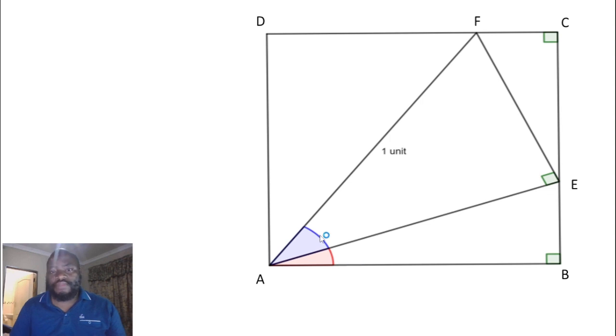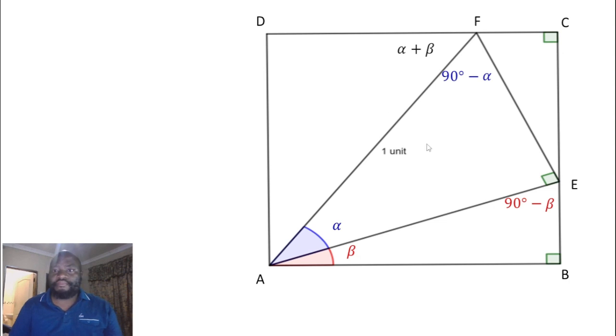Then we have these two angles here. The first one, the blue one, is alpha. And when this is alpha, this one will be 90 minus alpha. And this one will be beta, meaning that this one will be 90 minus beta. Then, since these two added together make alpha plus beta, with alternate angles, and since this is a rectangle, this will be alpha plus beta as well.